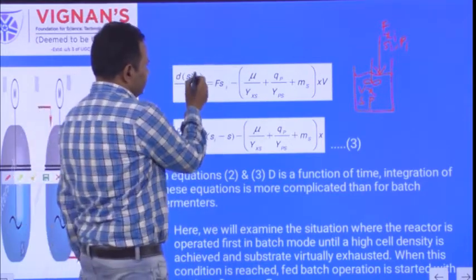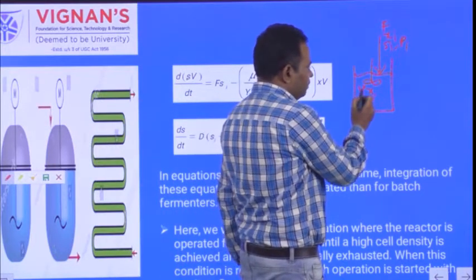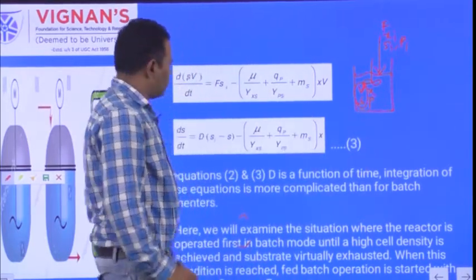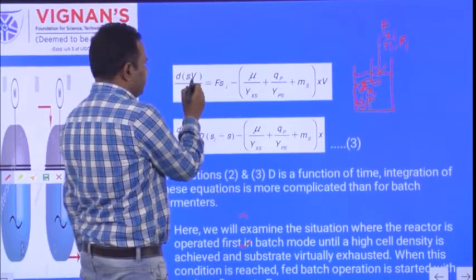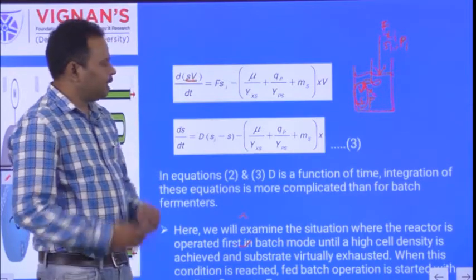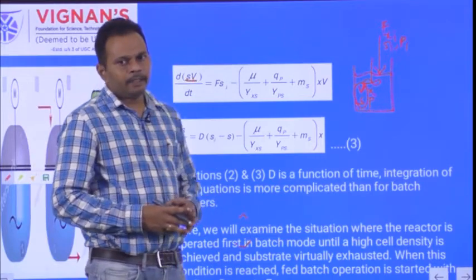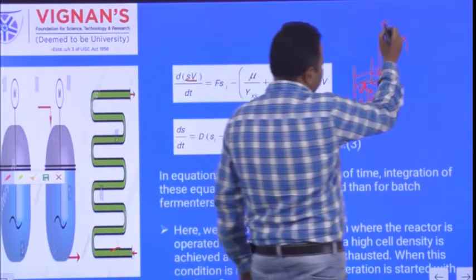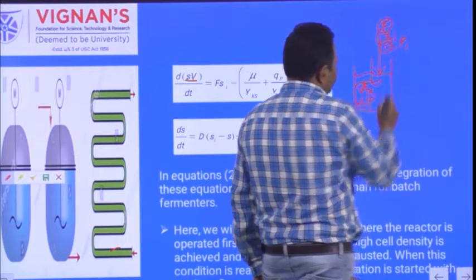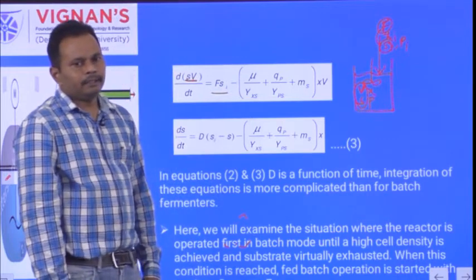Again, the explanation: d by dt of SV. S is what? Substrate concentration within the fermenter, multiplied by the volume of the fermentation. This gives the mass of the substrate accumulated within the fed batch fermenter. So multiply S, the substrate concentration within the fed batch fermenter, with volume. This gives the mass of the substrate accumulated per unit time. And here what is Mi? Mi is the mass of the substrate that enters into the fermenter from the feed. Within the feed we know the volumetric feed rate F, and the substrate concentration is Si. So multiply F into Si. When you multiply F into Si, this is the mass of the substrate that enters into the fermenter from the feed.